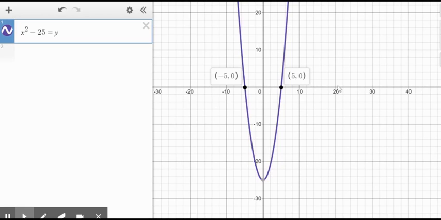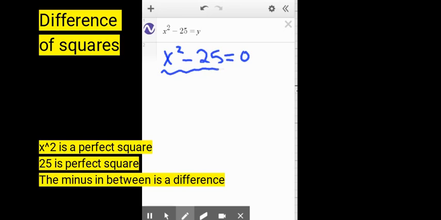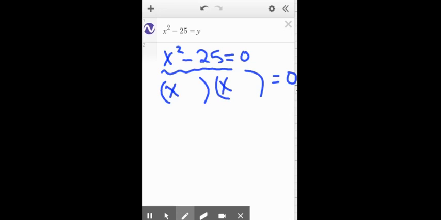Now I'm quickly going to do this algebraically just to show you where that comes from. x squared minus 25 equals 0. Replace that y with a 0. Now notice this is a difference of perfect squares. The quick way to do this: put an x here, put an x there.